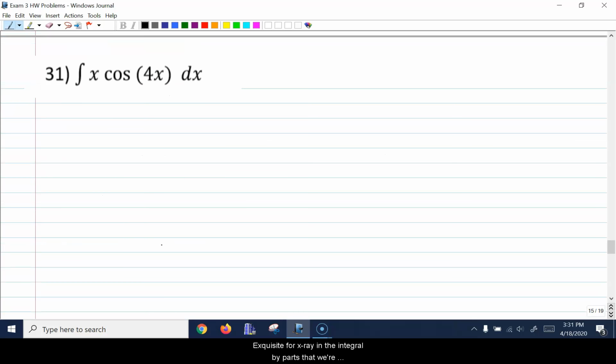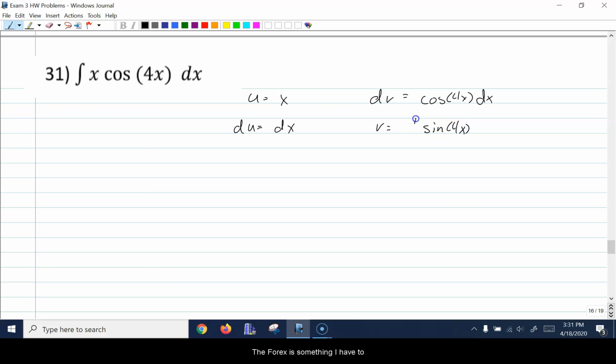X cosine 4x, we're into integral by parts. We're going to pick u to be x because the derivative of it will go away. dv is everything else, cosine 4x dx. du is the derivative of that, dx is just 1 dx. V is the integral of this. The integral of cosine is sine. The 4x is something I have to divide by. I've got to divide by 4, so the derivative will not have the 4 that the chain rule wants to poop out.